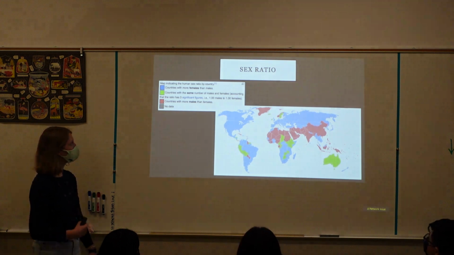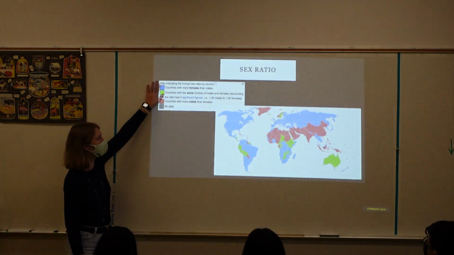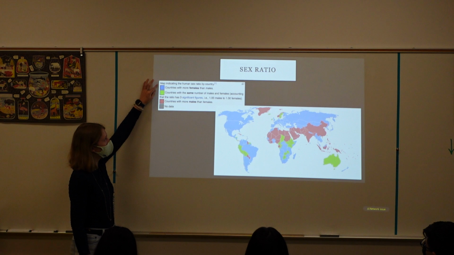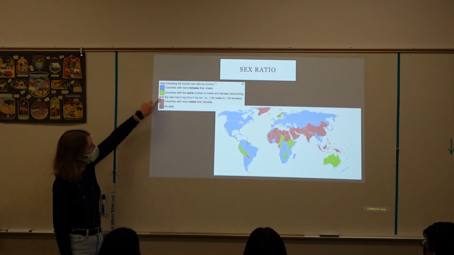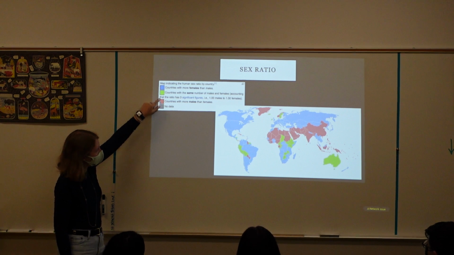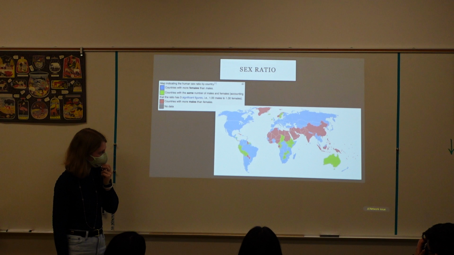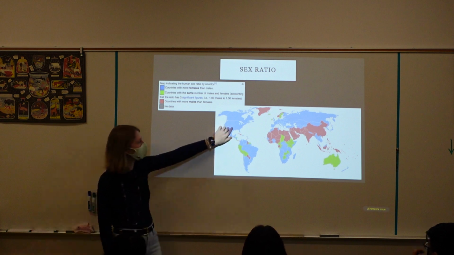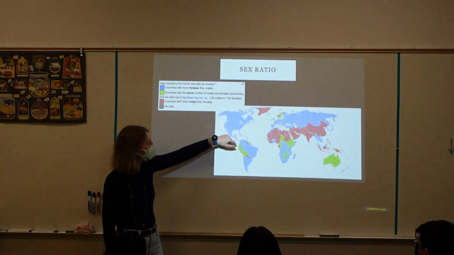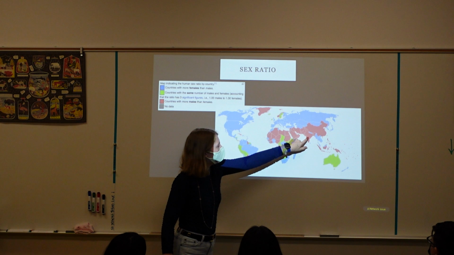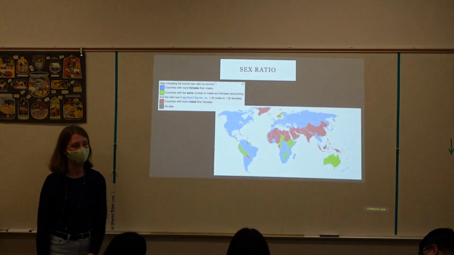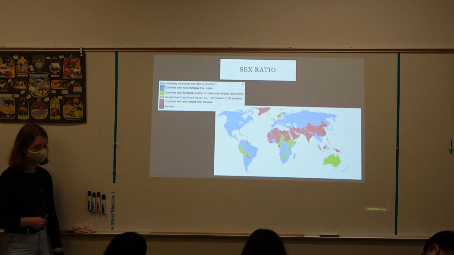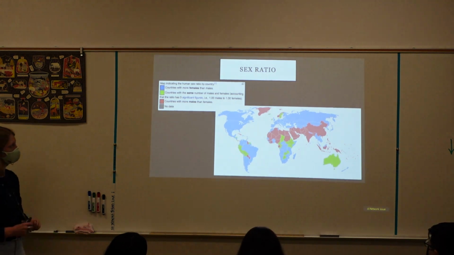And then we have our sex ratio. This is our key for that image. Our blue is more females than males. Our green is the same. Our pinkish red is more males than females. And then gray is no data. As you can see here, in the US, we have more females than males. In, say, India, they have more males than females. In Australia, there is the same number. This is just showing you the global population and the sex ratio.